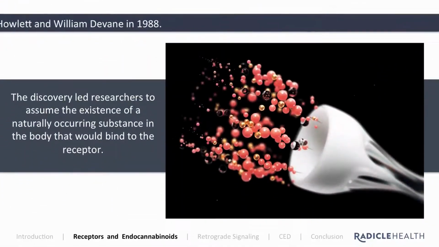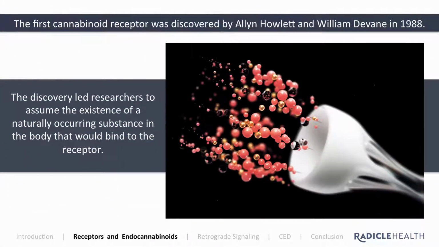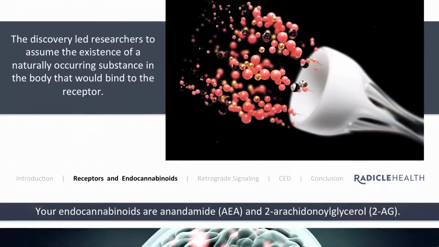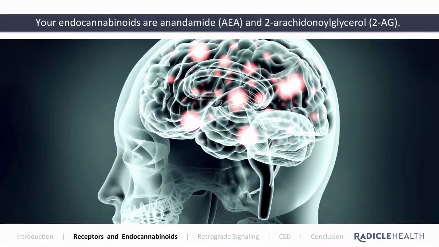The discovery of the first cannabinoid receptor by Alan Howlett and William Devane in 1988 led researchers to assume the existence of a naturally occurring substance in the body that would bind to the receptor. The first endogenous cannabinoid was discovered in 1992 by Raphael Mechoulam in collaboration with William Devane and Lumir Hanus. Endocannabinoids are the substances our bodies naturally make to stimulate the CB1 and CB2 receptors. The two most well understood of these molecules are called anandamide, or AEA, and 2-arachidonoylglycerol, or 2-AG.